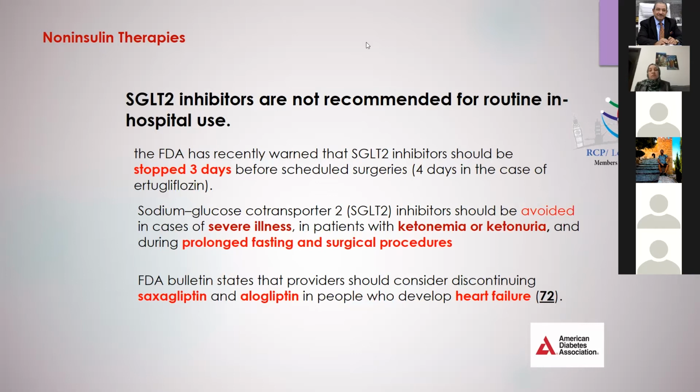The FDA has recently warned that SGLT2 inhibitors should be stopped 3 days before scheduled surgeries. SGLT2 inhibitors should be avoided in which cases? Severe illness, ketonemia, ketonuria, prolonged fasting, and surgical procedures. Now, the FDA has also said that saxagliptin should not be used in heart failure. This is new, and alogliptin too in people who have developed heart failure. Avoid it, please. These are a few points for hospitalized inpatients. Next slide, please.